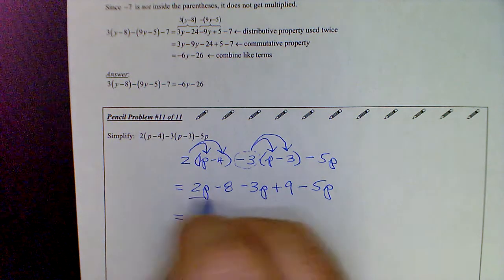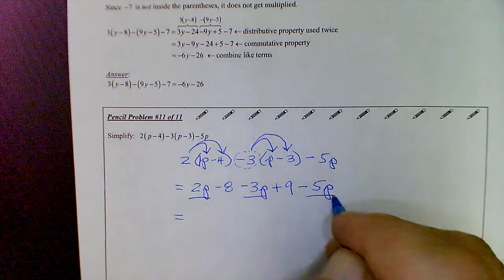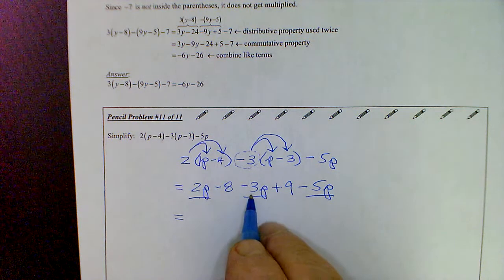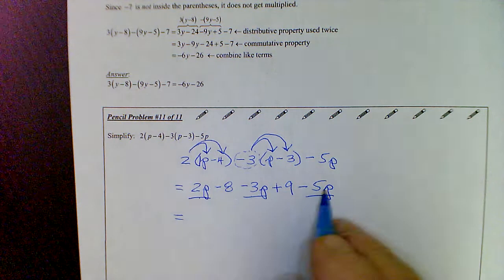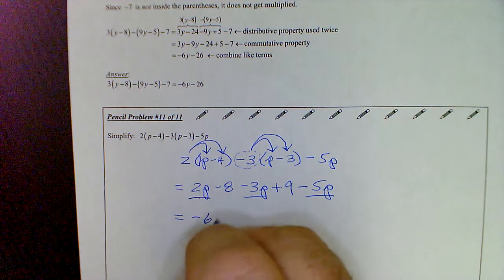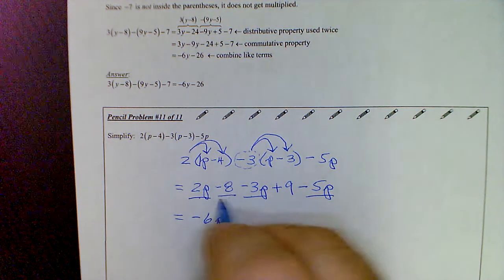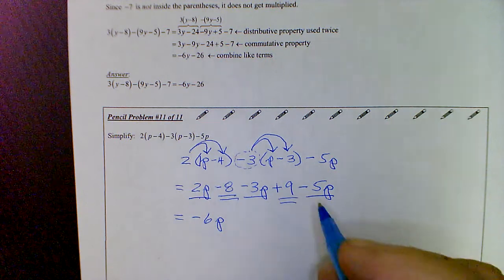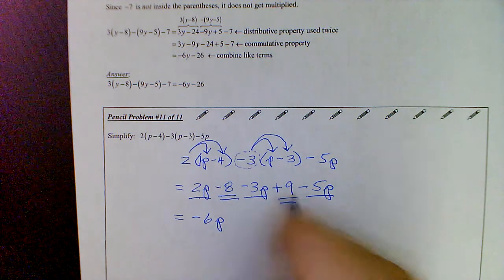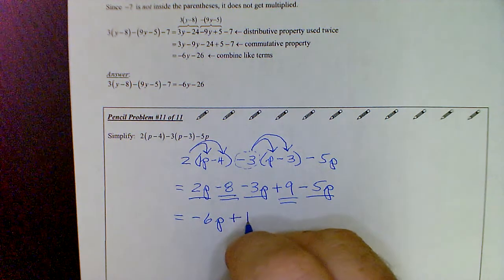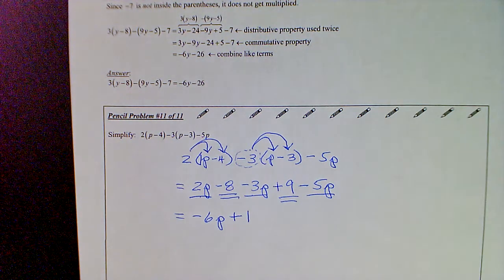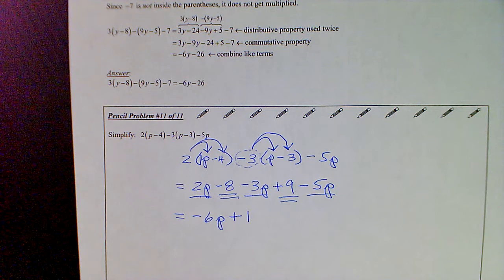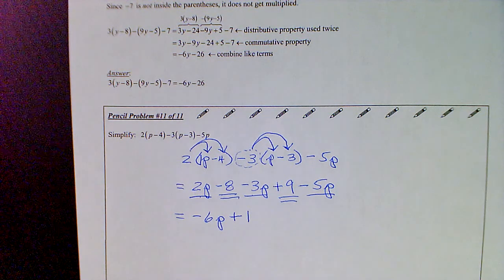So let's get all the p's. I'm just going to underline them. Positive 2, negative 3, and negative 5. So 2 minus 3 is minus 1, minus 5 is minus 6p. And then maybe double underline the constants. Negative 8 and positive 9 combined gives positive 1. And make sure you separate the terms with a sign, either plus or minus, in this case plus 1. Okay, so that's it for lesson 7.